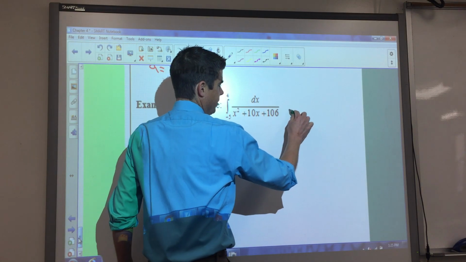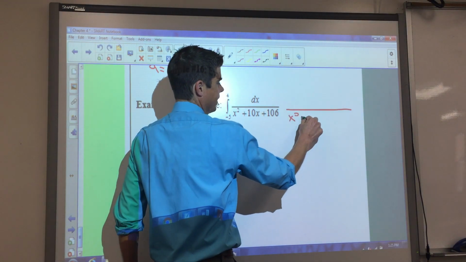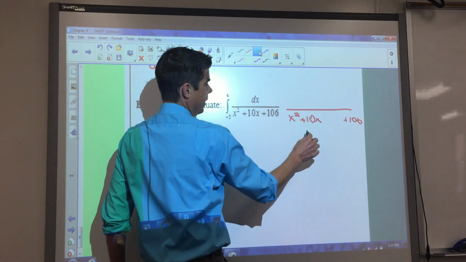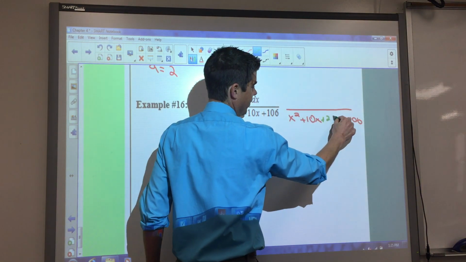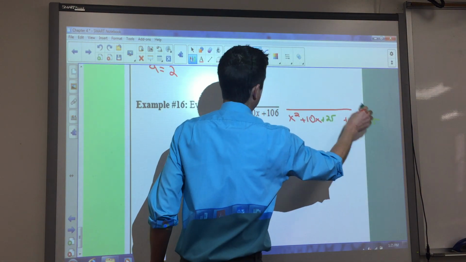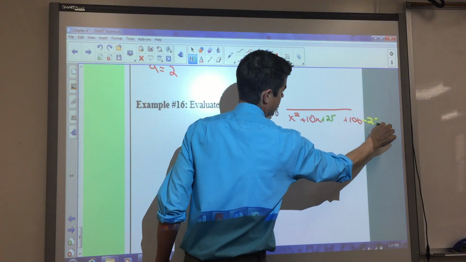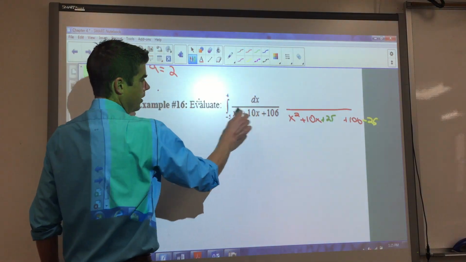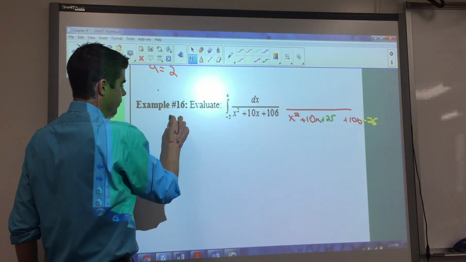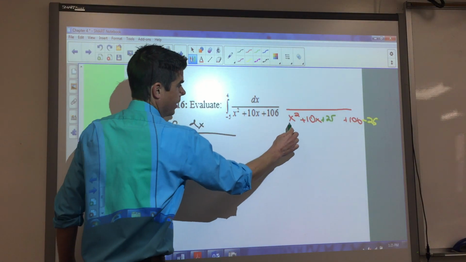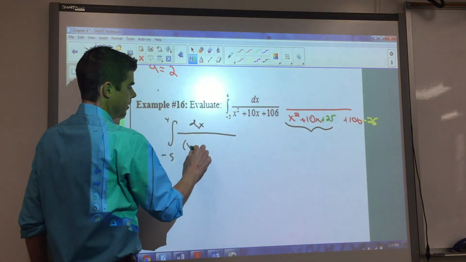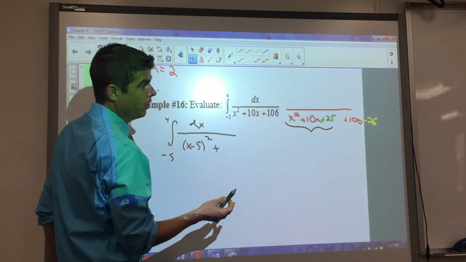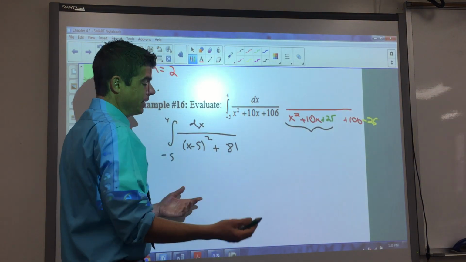Off to the side, I might do a little bit of algebra first, again completing the square: x squared plus 10x, and this is plus 106. So I might be thinking, okay, half of 10 is 5, 5 squared is 25, so we'll take away 25, minus 25, there we go. And so then when I rewrite this integral, I have from -5 to 4 of dx over, now this part groups up to (x minus 5) squared plus, and then 106 minus 25 would give me 81, which, wow, how nice is that?